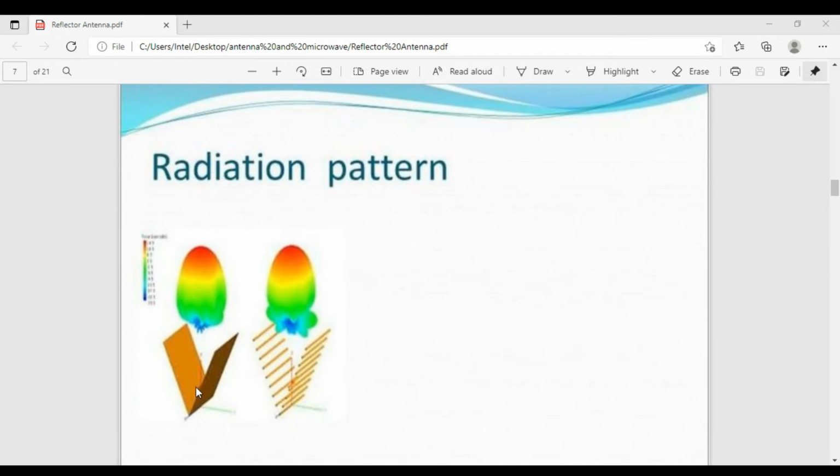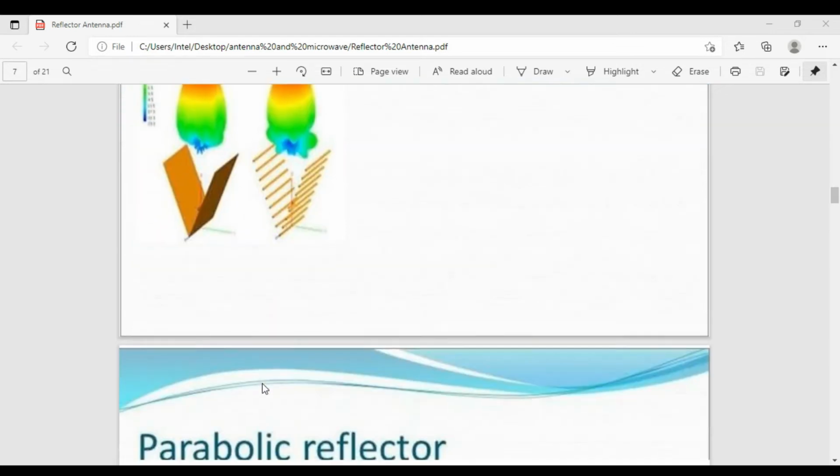So here is the radiation pattern. In the previous video I explained that the radiation pattern is the diagrammatic representation of the radiation of an antenna. Already I told you that in the reflector antenna, the back lobe radiation gets eliminated. So here the radiation pattern is more directive, there is no back lobe radiation.